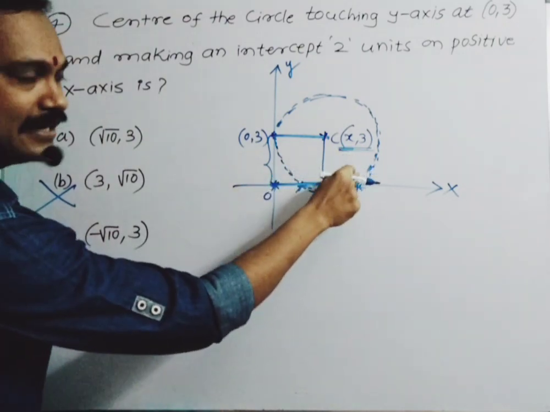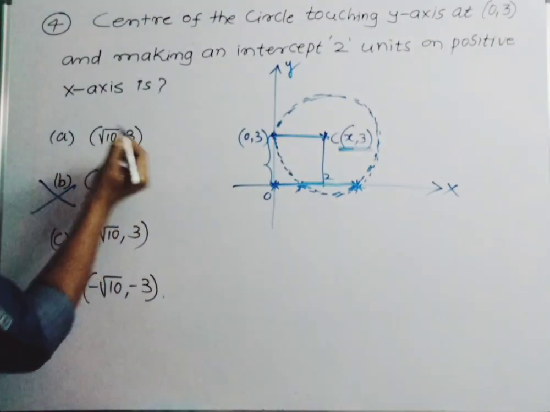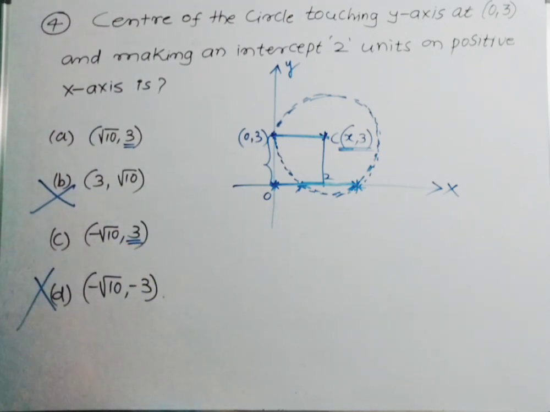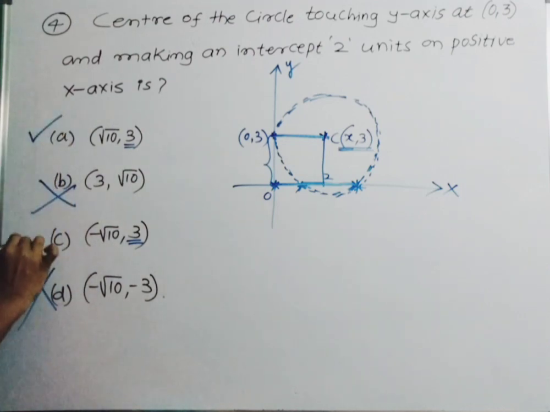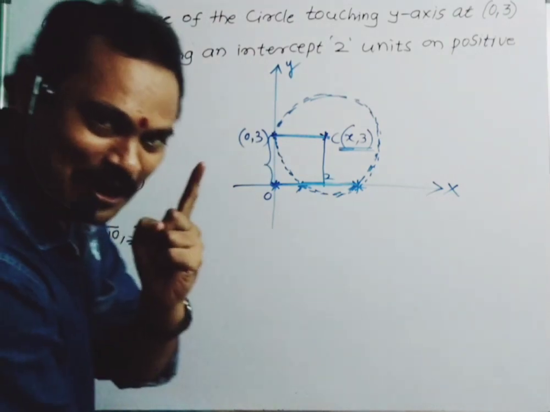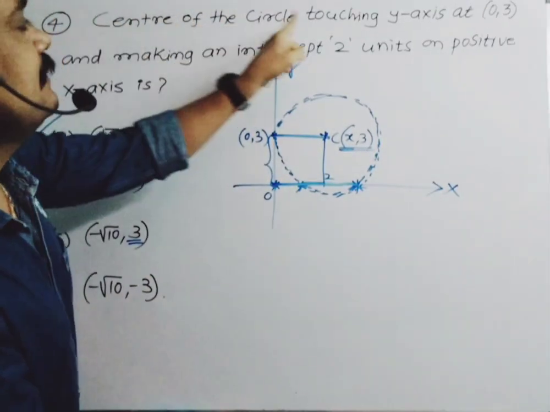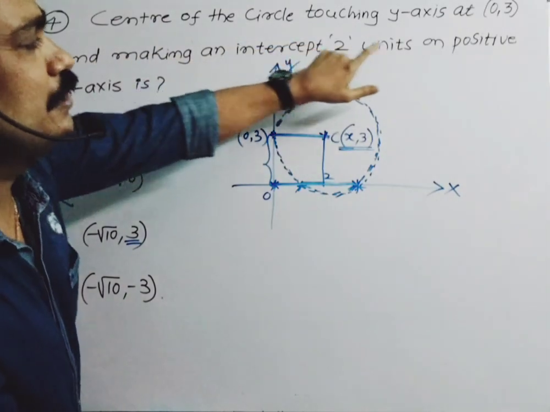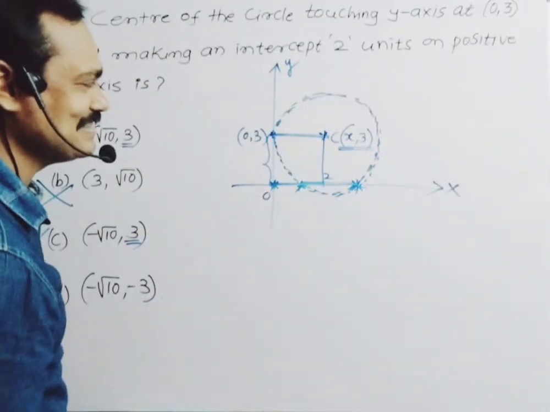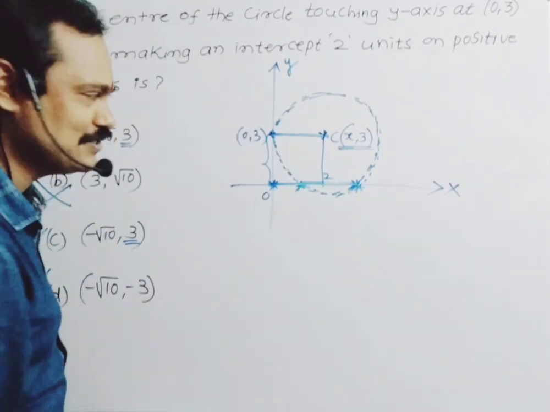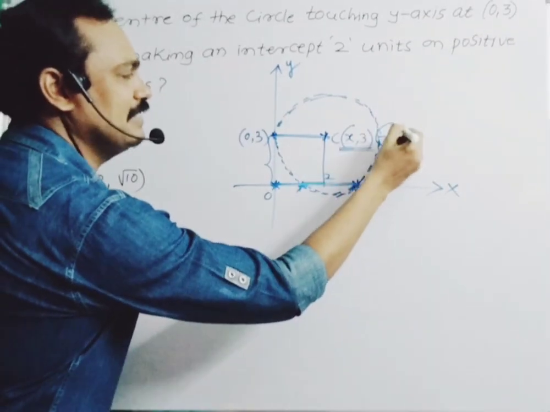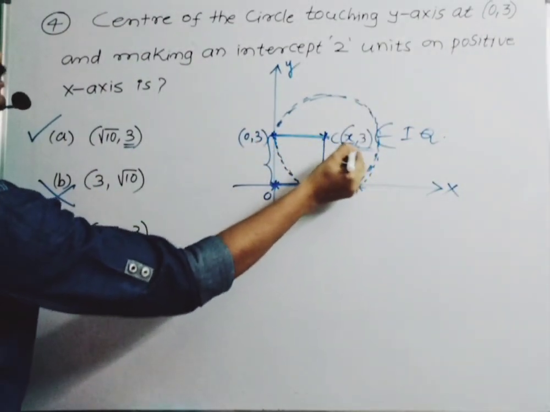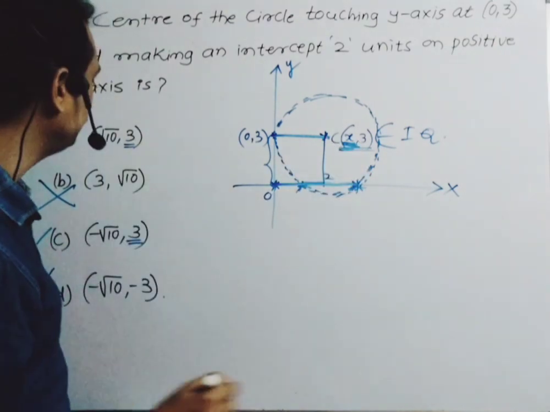But our required circle's y coordinate must be 3. This is there and this is there. Remaining 2 options are ruled out. What are the remaining 2 options? A and C are there, and observe carefully. Center of the circle touching the y-axis at 0, 3 and making an intercept of 2 units on the positive x-axis. On the positive x-axis, so the center lies in the first quadrant. So its x coordinate should be positive. The center's x coordinate should be positive.